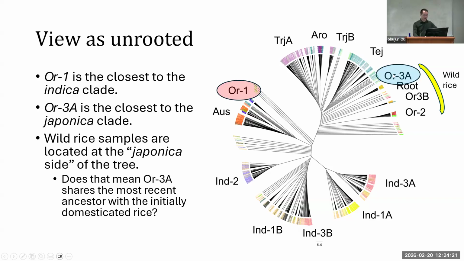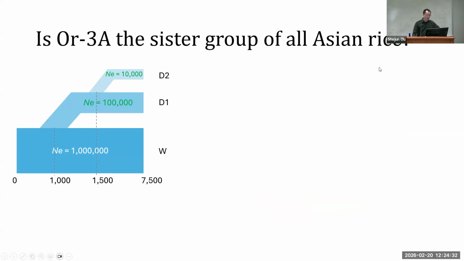To test this hypothesis, I used simulation. It looks close and has many wild rice here. Does it mean this is the initial population domesticated? So let's do a simulation. I simulated sequential bottleneck events over 7,500 generations. The domestication or selection happened at 1,000 generations, and the second bottleneck happened at 1,500 generations. Each selection only selects 10% of the population, resulting in 10% bottlenecks. I label this as D1 and the second one as D2.